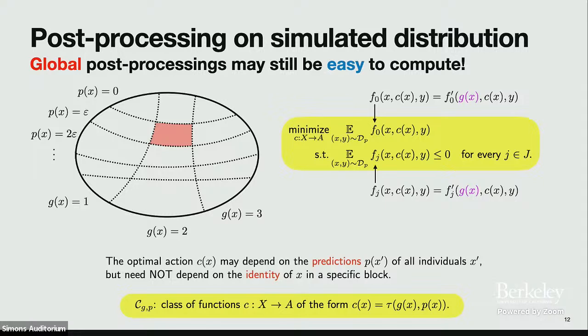How complex can the group structure be? So here we assume that it's a partition of the population. And that's one structure for constraint. So it's a fixed partition for all the constraints and the objective.